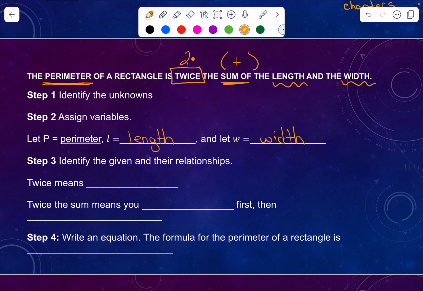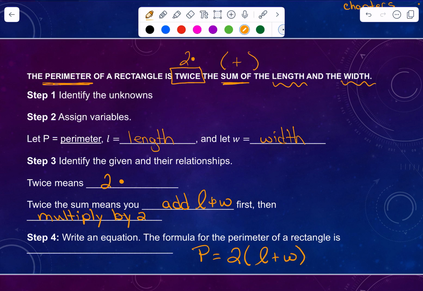Now let's identify the given and the relationship. Twice means 2 times it. Twice the sum means you need to add first, then multiply by 2. So you need to add the length and width first. So now let's write the equation. So what we know is that the perimeter is equal to 2 times the sum of the length plus the width. And there would be our equation.